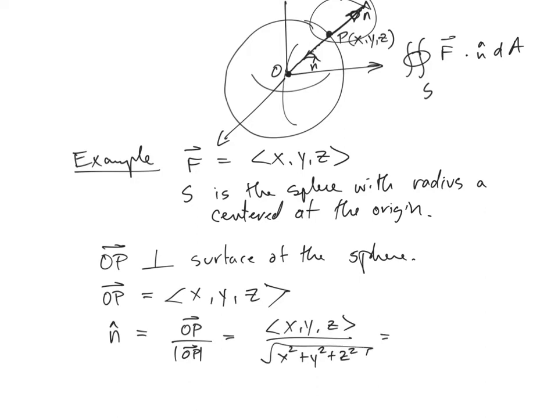And what is that magnitude equal to? The square root of x squared plus y squared plus z squared is equal to what? What's the equation of a sphere? R. And R is equal to the radius, in this case a, right? Because remember, x squared plus y squared plus z squared is equal to r squared, and we were told r is equal to a. So obviously the square root of x squared plus y squared plus z squared is just a, right? So our unit vector is 1 over a times x, y, z. That's our n hat.